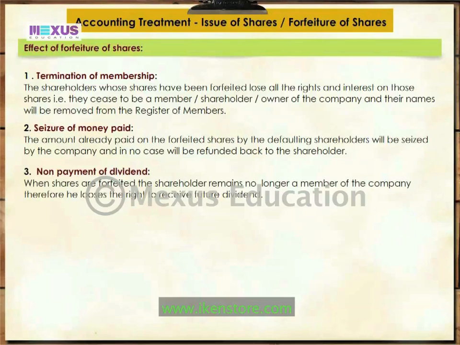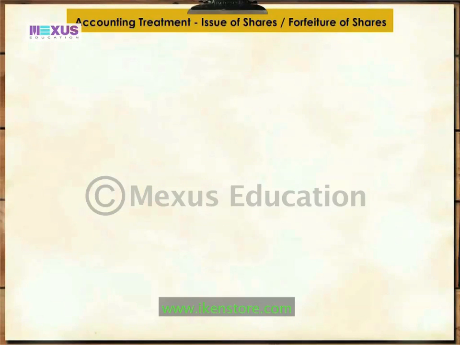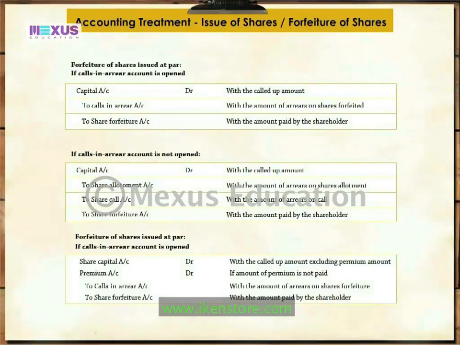3. Non-payment of dividend. When shares are forfeited, the shareholder remains no longer a member of the company. Therefore, he loses the right to receive future dividend. 4. Reduction of share capital. Forfeiture of shares results in the reduction of share capital to the extent of amount called up on such shares. Journal entries for the same shall be as shown.